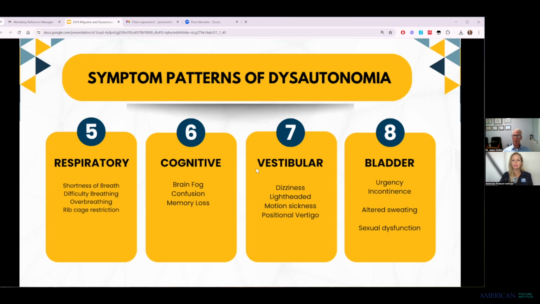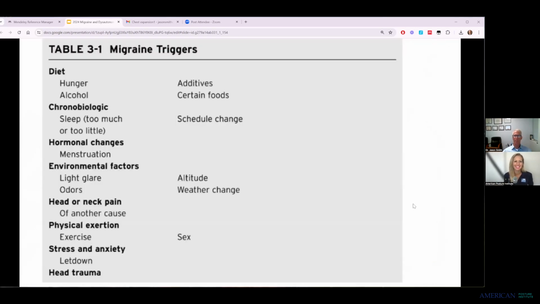The last 2 are vestibular and bladder. I think that's pretty obvious. Vestibular affects our ability to maintain stability in the environment. And then the bladder can create a whole bunch of trouble with incontinence and urgency. And then I just put these other couple in here, altered sweating, which necessarily isn't bladder, but I didn't know where else to put it. So I put it in there.